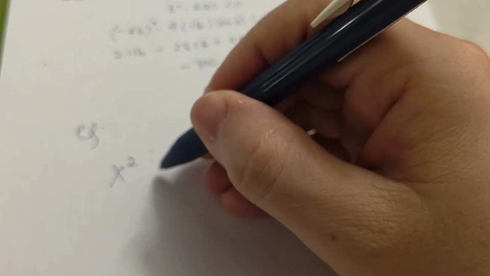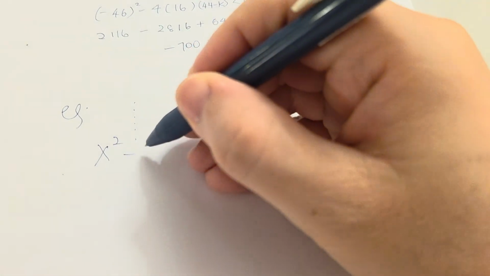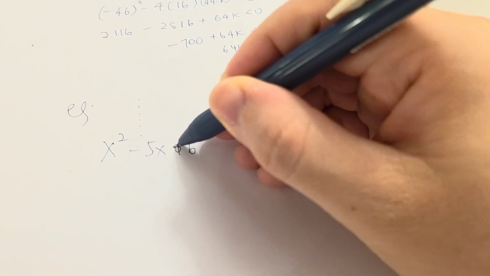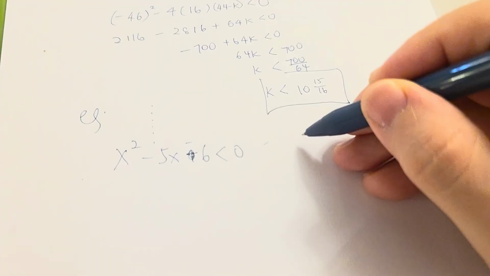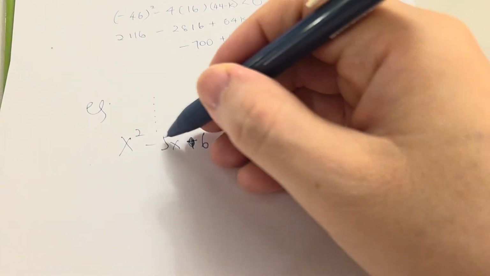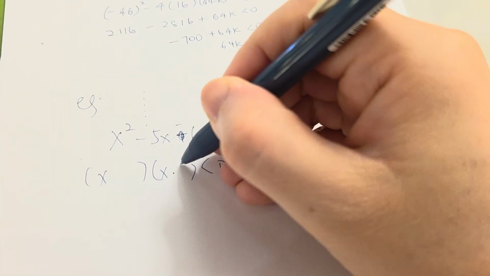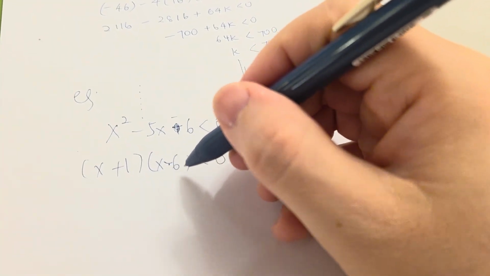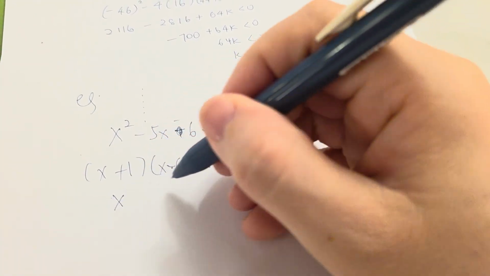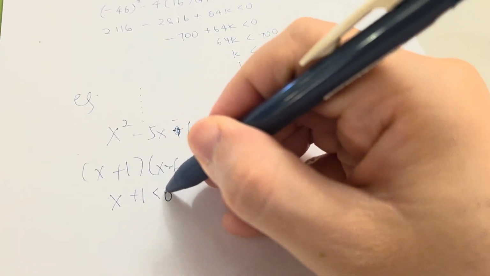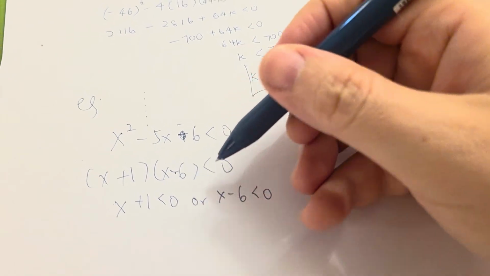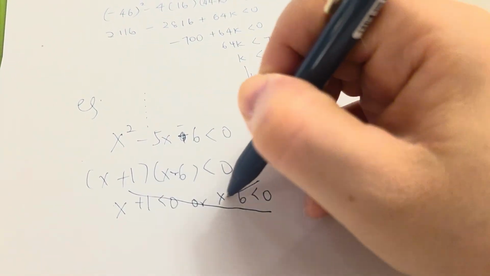So if you happen to work out, this is an example, nothing to do with this question, you get something like this: x squared minus 5x minus 6 less than 0. Then you will have to factorize. And then from here, I want to repeat again, the answer is not x plus 1 less than 0 or x minus 6 less than 0. If you continue to do this, some of you are still doing this, it's wrong.